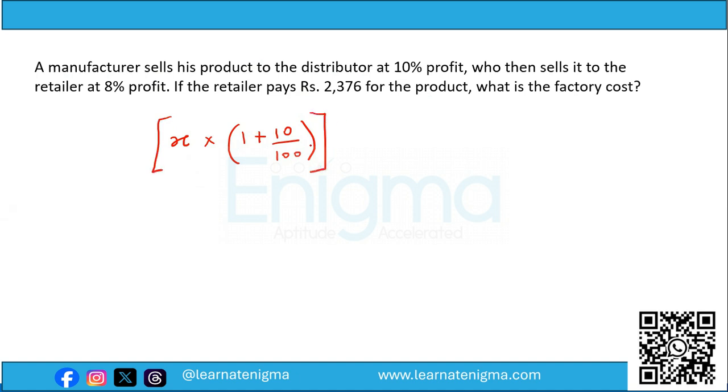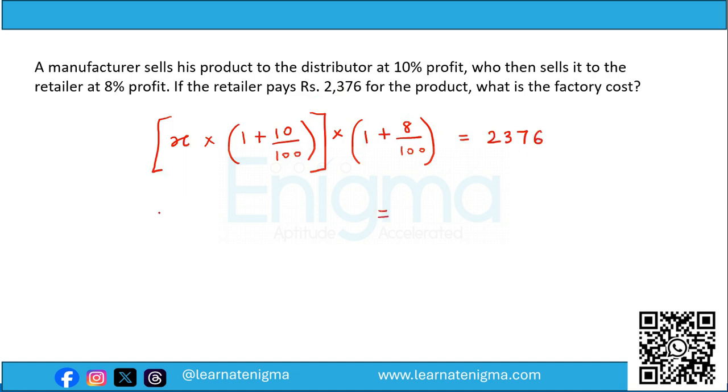Now, the distributor is making 8% profit on this product while selling it to the retailer. That means he will have to multiply this by 1 plus 8 by 100, because it's again 8% profit. Now, this is the selling price for the distributor and it's also the cost price for the retailer. And the retailer's cost price is given to us as 2376.